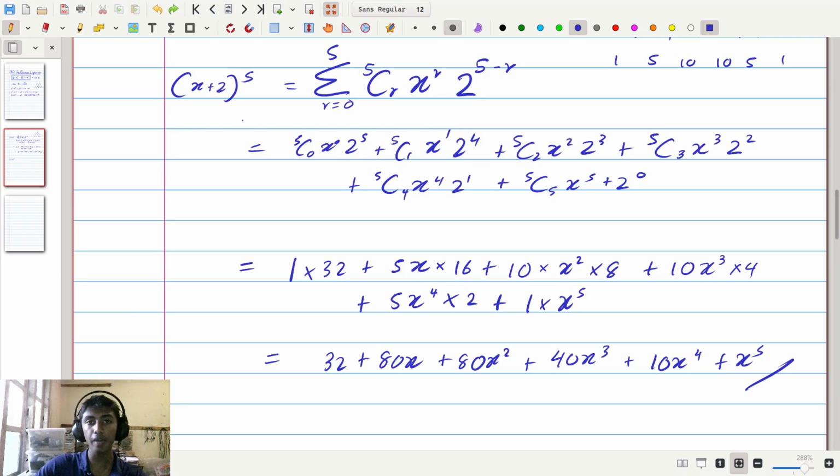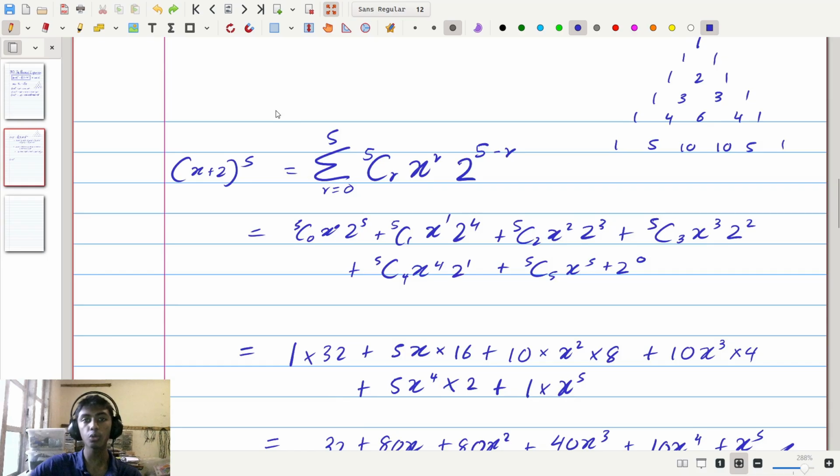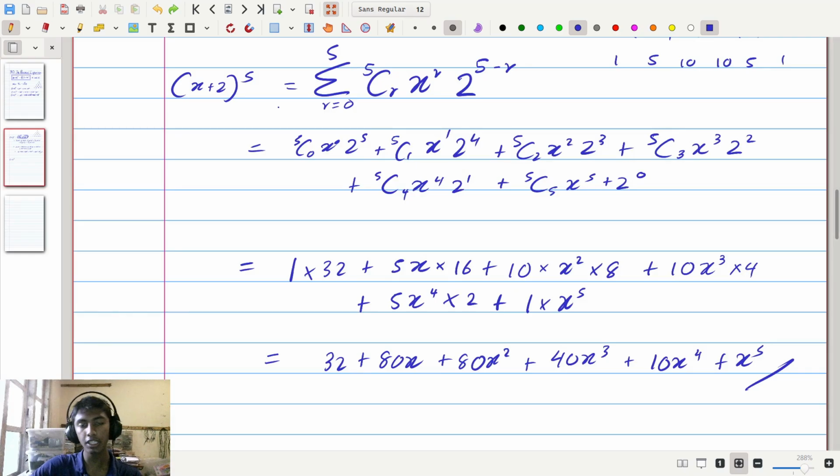Now the questions you could be asked are to either write this thing as the sum, or to write the general term, which in this case would be this thing here, 5 choose r times x to the power of r times 2 to the power of 5 minus r. You could also be expected to write each of the individual terms or certain terms. So you could either be expected to write in this form, where you have directly substituted 5 choose 0, 5 choose 1, and so on, or you could be expected to write them in this form, in which case you have to do some solving in order to get here. So you could be expected to write in either of these ways.